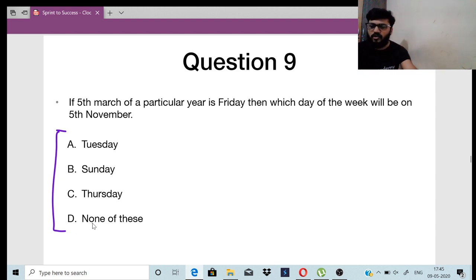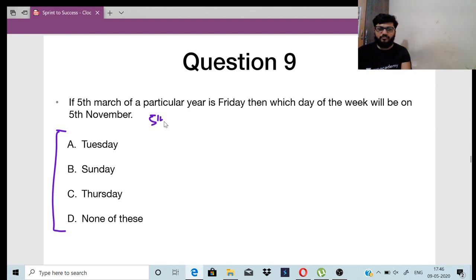So, which one will be the answer here? D, Friday. I'm showing question 9 only. There are no options as Friday here. Okay, D, none of these. Yes, right. So let's start calculating it.